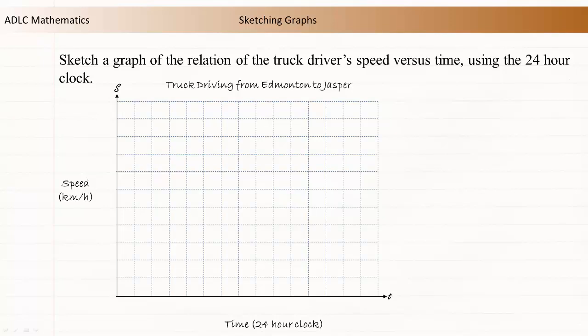Choose a scale for each axis. The scale chosen for the vertical axis is 20 kilometers per hour for every other increment. The 24-hour time clock scale is every half hour starting at 17:30. Note that an axis break is used to exclude the values that are not part of the data.